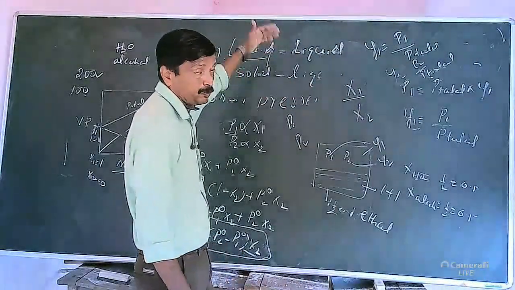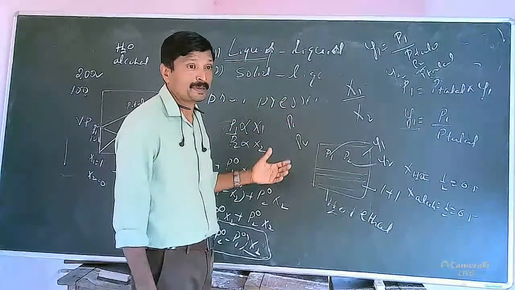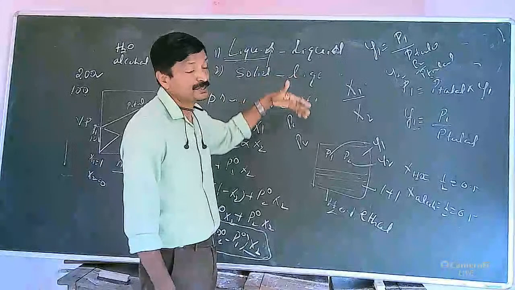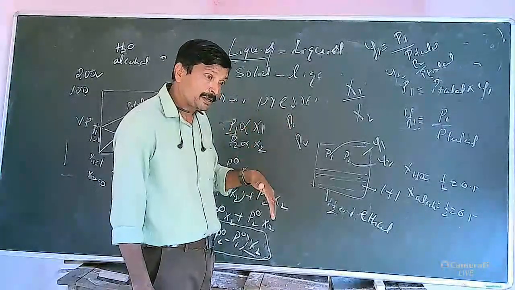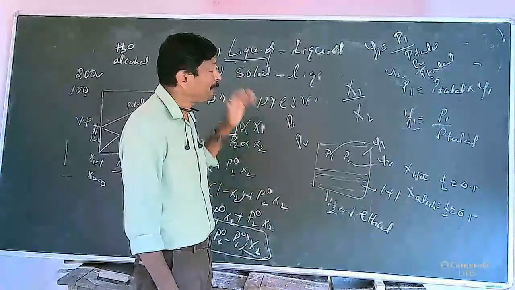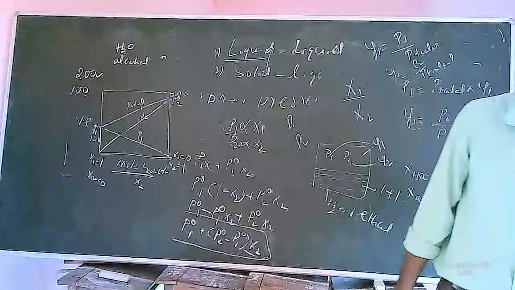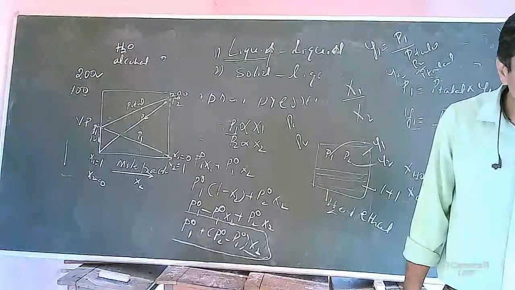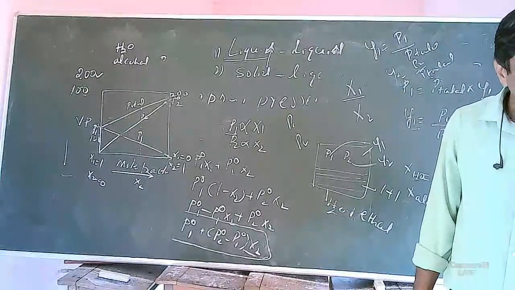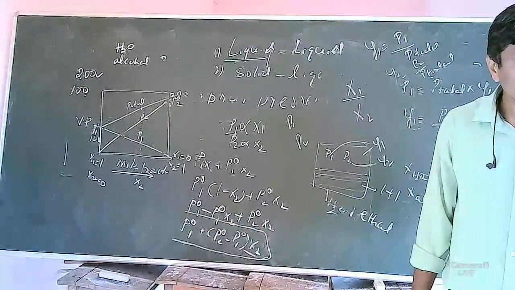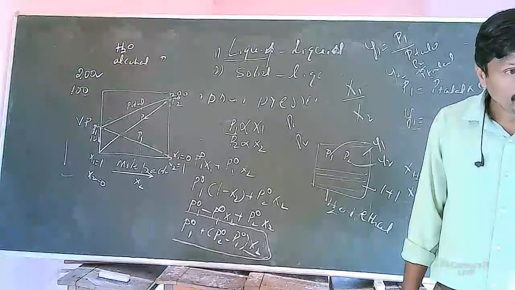Both are volatile. Both have the vapor pressure. In the mixture, the vapor pressure is called partial vapor pressure. For a pure component, the vapor pressure is called the vapor pressure of the pure component. P01, don't forget P01 and P02, P1 and P2, X1 and X2. X1 and X2 are the mole fractions in a solution.